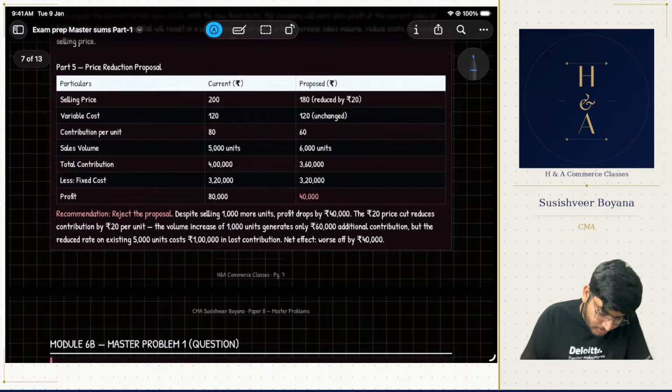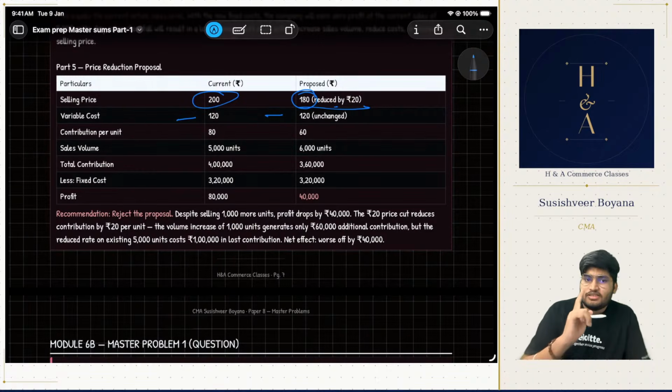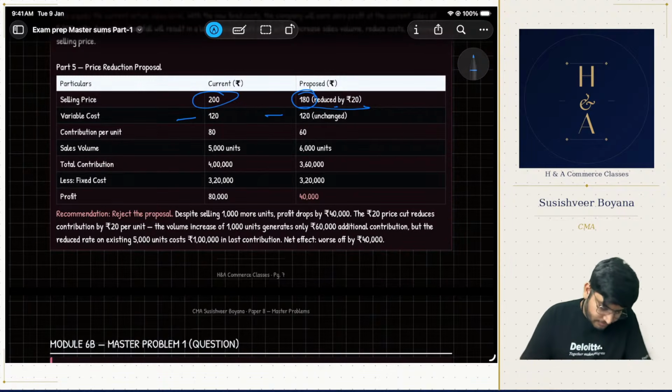Price reduction proposal. Selling price is at 200. Since we've reduced it, it is going to go to 180. Variable cost is obviously going to be unchanged. We have changed the sale value. Total variable cost is going to increase because the number of units has changed.